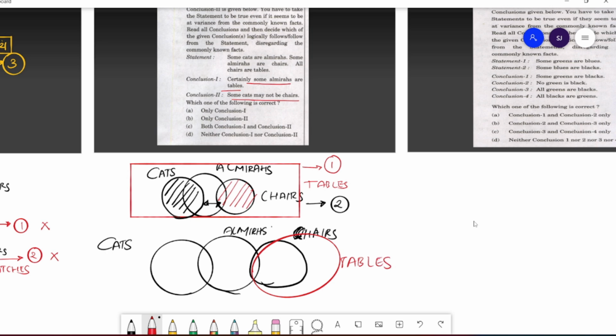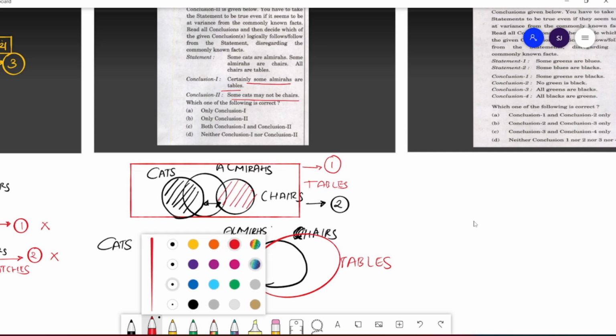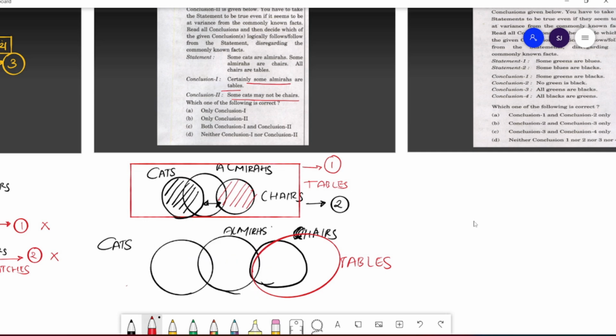So now again read it. Certainly some almiras are tables. Yes, see this point holds true here. This portion that I am shading in red color, yes, it is true. So in this portion also it is true. And some cats may not be chairs. And if you think about it again, look at this, they may not be chairs.